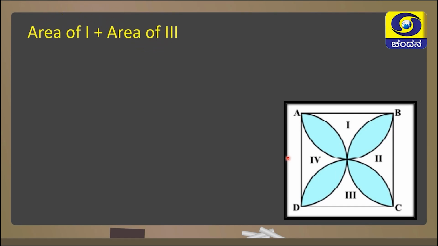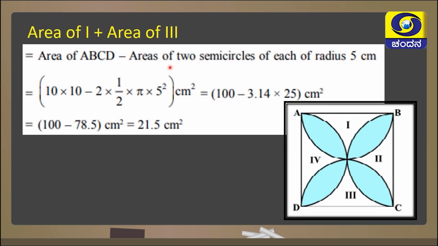So, to find the area of 1 and 3, I am going to subtract the areas of two semicircles, each of radius 5 centimeter. Why radius 5 centimeter? Because given that AB side is 10 centimeter, AB is the diameter of this semicircle. So, if this is the diameter of this semicircle, then the radius will be 5 centimeter. It is the same for all the remaining semicircles. Hence, area of ABCD, you know, side into side, that is 10 into 10.